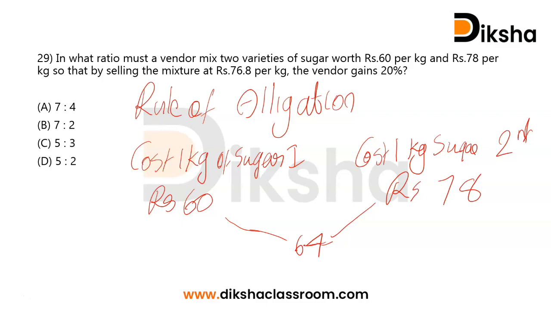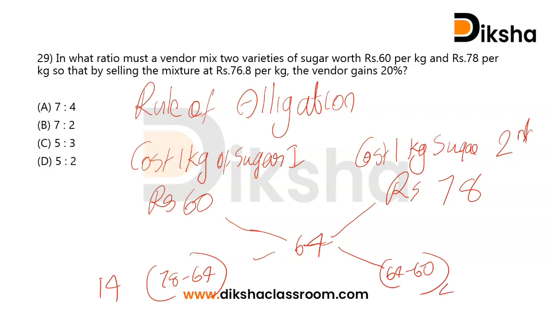So what is the difference between 64 and 78? You have to write it here: 78 minus 64. And here, 64 minus 60, which gives you 14 and which gives you 4. So this will be the ratio. This will be the way we'll be doing it, by rule of allegation.